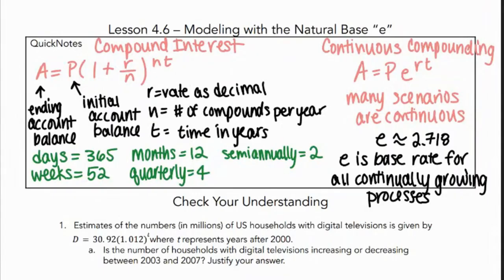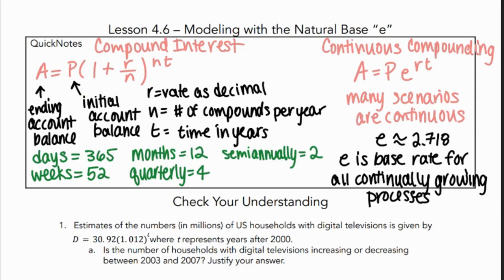So we're going to talk about compound interest if it's being compounded at a certain number of times per year, or we're going to do compound interest when it's compounded continuously. If it's being compounded a certain amount of times per year, either daily, weekly, monthly, quarterly, semi-annually, we're going to use A equals P times (1 plus R over N) to the NT power. A is your ending account balance. P is your initial account balance. R is your rate, but you have to convert it to a decimal, so don't leave it as a percent. N is the number of compounds per year, and T is the time in years.